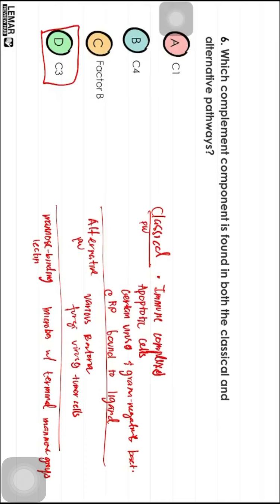Factor B, in the form of Bb, is a serine protease and the active enzyme of C3 and C5 convertases. A deficiency of factor B is associated with hemolytic uremic anemia or the atypical hemolytic uremic syndrome. Number 6, the answer is letter D. So, we have number 7.